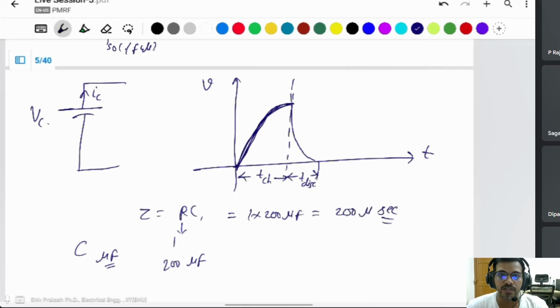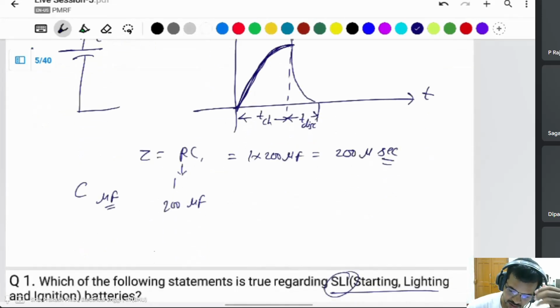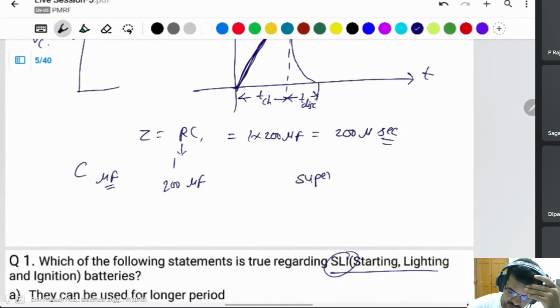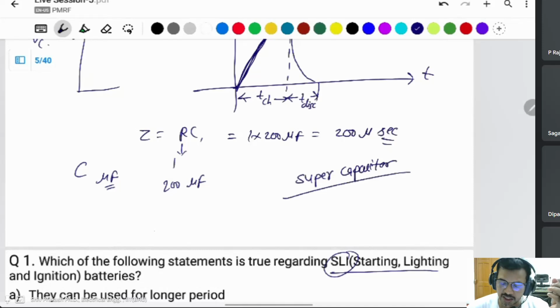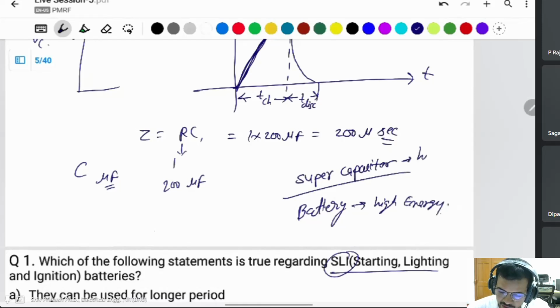That is what you know as the supercapacitor. At this time, the supercapacitor is used. Research is ongoing on the supercapacitor. They want to implement this in the electric vehicle, supercapacitor with battery, because the battery is a high energy density device and the supercapacitor is a high power density device.